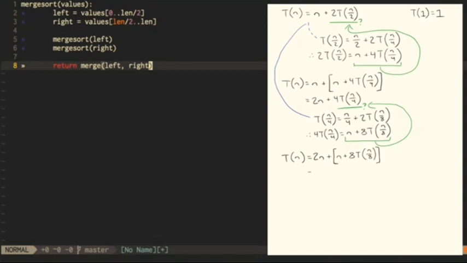That simplifies to 3n plus 8T of n over 8. We can carry on doing this for a while and see that we will get 4n plus 16T of n over 16, 5n plus 32T of n over 32, etc. And eventually we can generalize to k times n plus 2 to the k T of n over 2 to the k, where k is the number of levels of merge sort calls in the recursion.